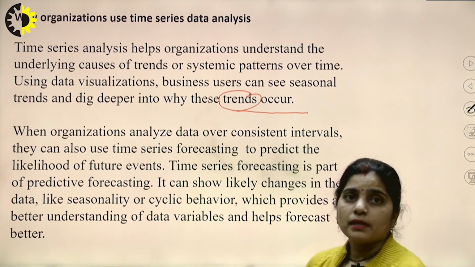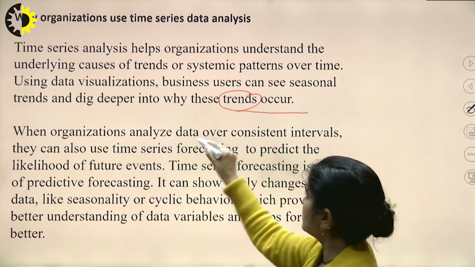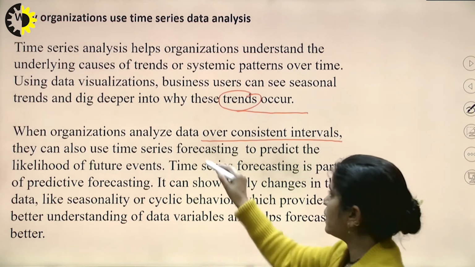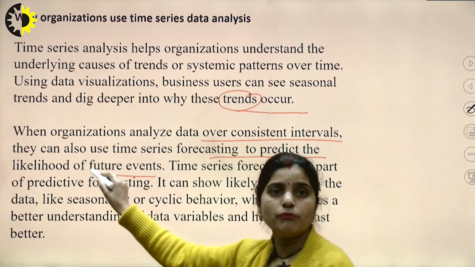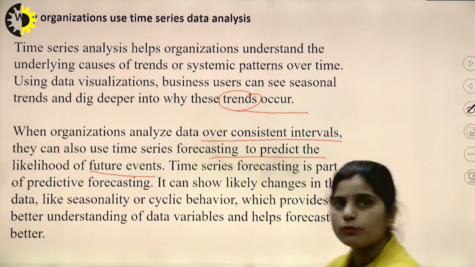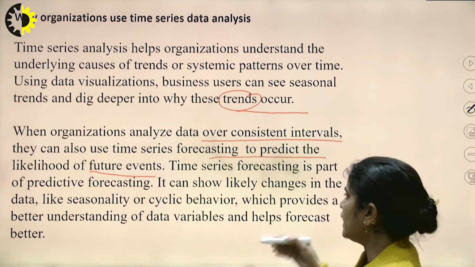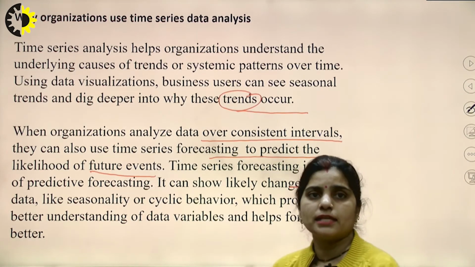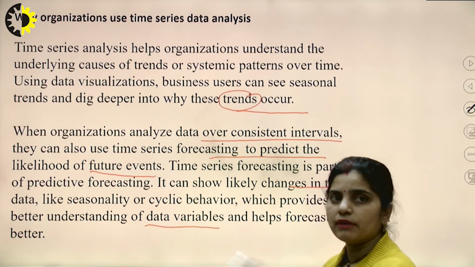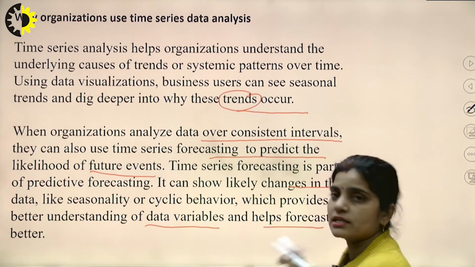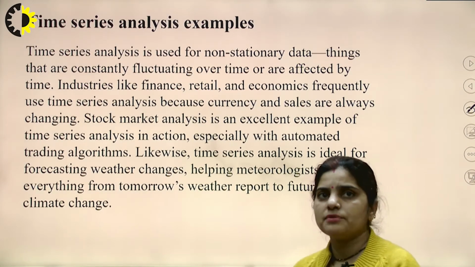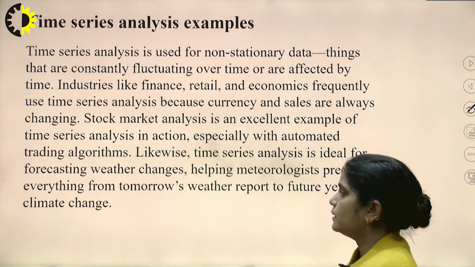Next, when the organization analyzes the data over consistent intervals, they can also use time series forecasting to predict the likelihood of future events. Time series forecasting is a part of predictive forecasting, and it can show the likely changes in the data, like seasonality or cyclic behaviors, which provides a better understanding of the data variables and helps in forecasting better.